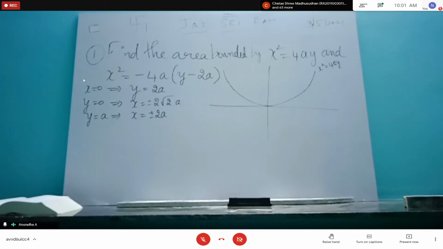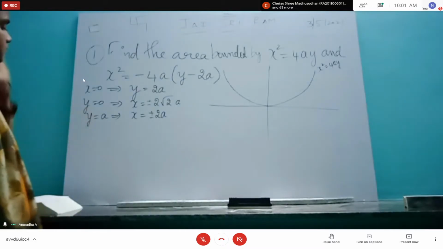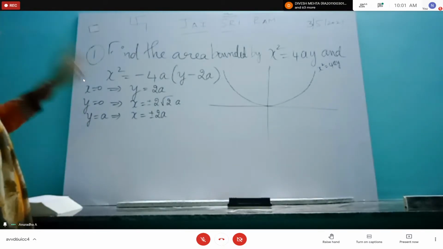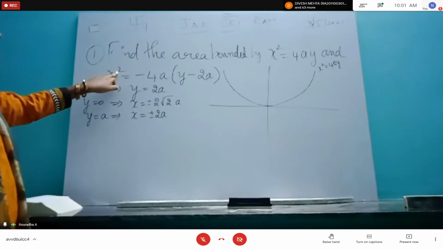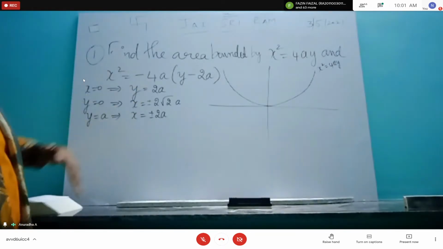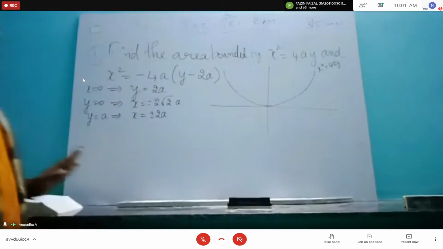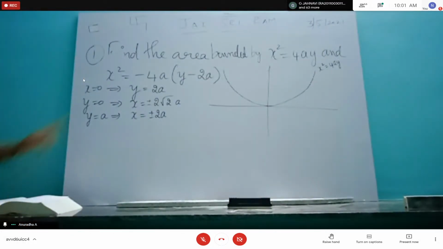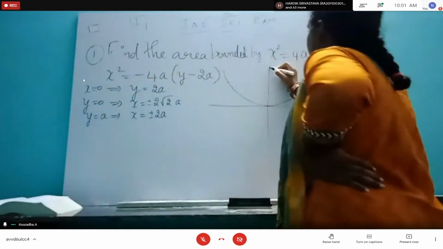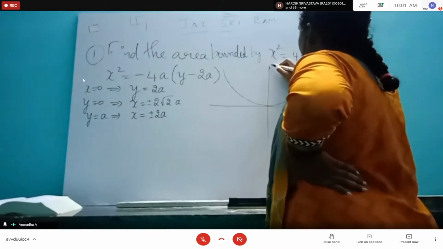So again in this diagram, we have three intersection points. From here we have to go with the logic. Between the first two quadrants we are clearly going to have the diagram. Let's mark the points: 0, 2a. It will be here somewhere.